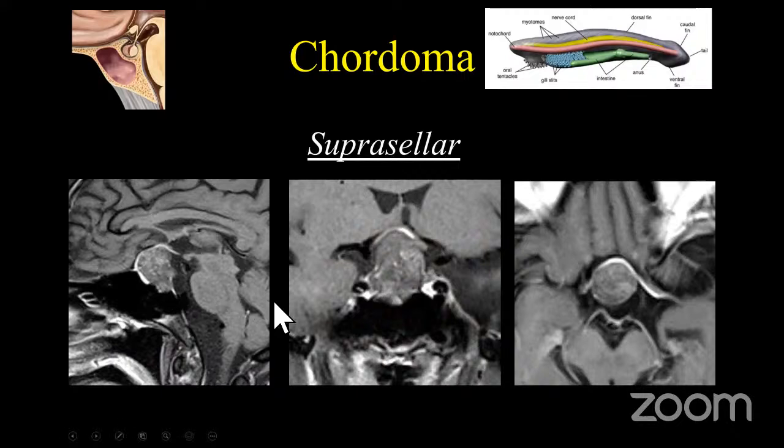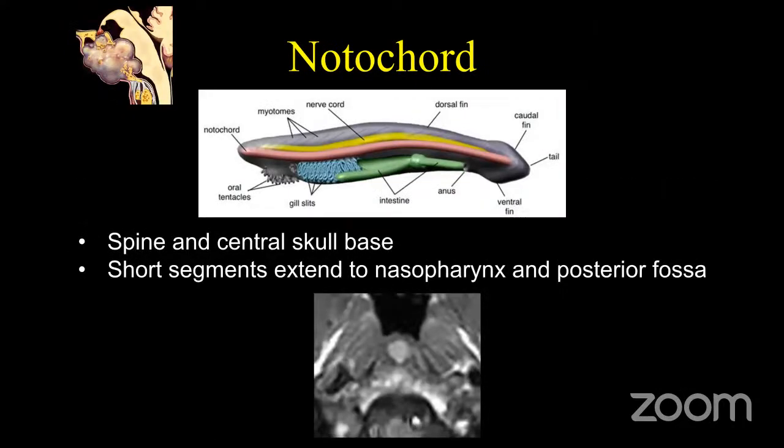Now, chordomas can arise anywhere along the course of the notochord, as I mentioned, and sometimes they can actually involve the sella. So this happens to be a sellar and suprasellar chordoma, expanding the sella, extending through the diaphragm sellae into the suprasellar cistern, and we can see the mass effect that it's having on the optic chiasm. And for all the world, I probably would have called that a pituitary adenoma, but this just happens to be an ectopic chordoma arising in the sella.